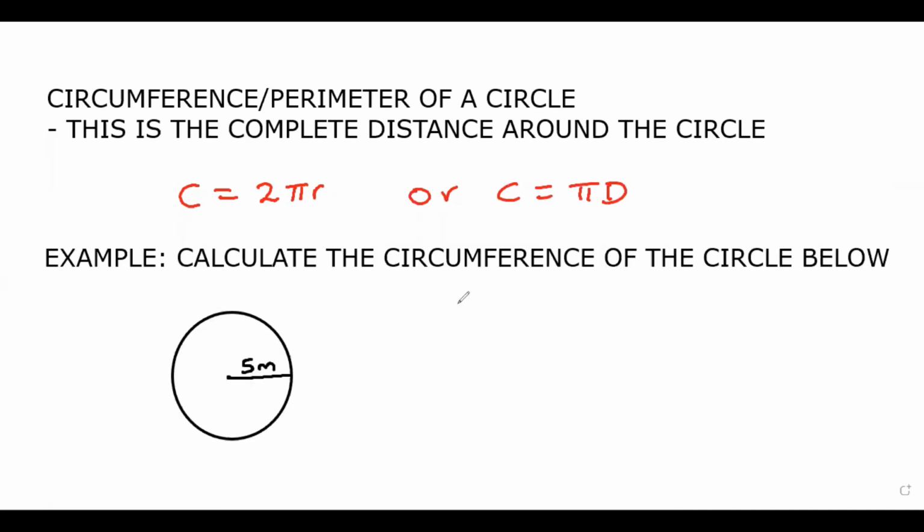So let's say we have this example here. Calculate the circumference of the circle below. So here we know that the radius here is 5 meters. So using the formula, C is equal to 2 pi r. We're going to use pi as 22 over 7 again. So it's 2 times 22 over 7 times 5. If you put that in your calculator, you're going to get 31.43 meters. Now that would be an answer.